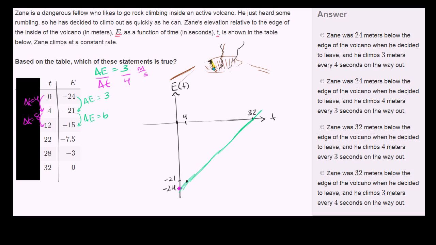So which of these choices is correct? Zane was 24 meters below the edge of the volcano when he decided to leave, and he climbs 3 meters every 4 seconds on the way out. That seems right. He climbs 3 meters every 4 seconds. So we're going to go with that one. Let's make sure that these aren't right. Zane was 24 meters below the volcano when he decided to leave, and he climbs 4 meters every 3 seconds. No. It's 3 meters every 4 seconds, so that's not right. Zane was 32 meters below the edge of the volcano. No, that's not right either.